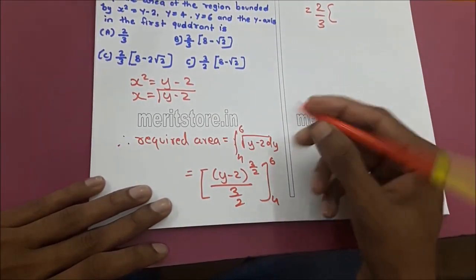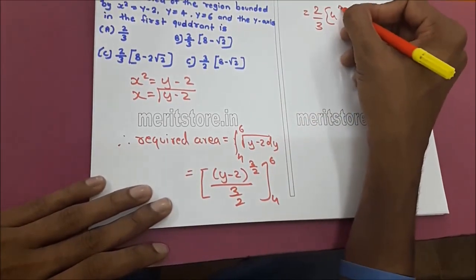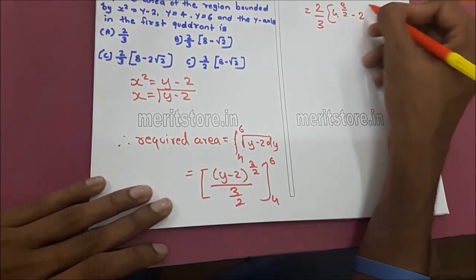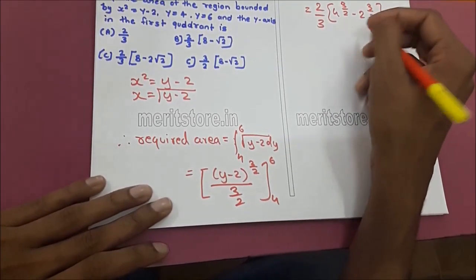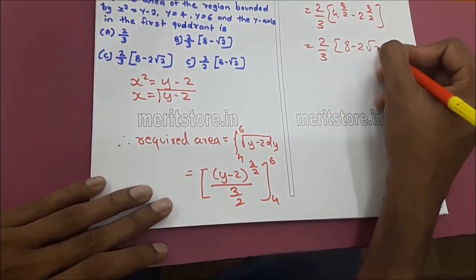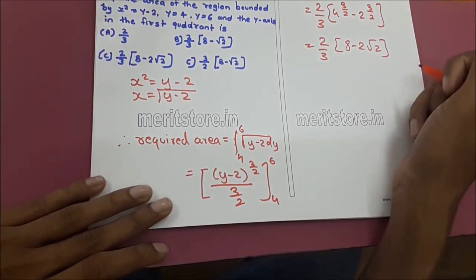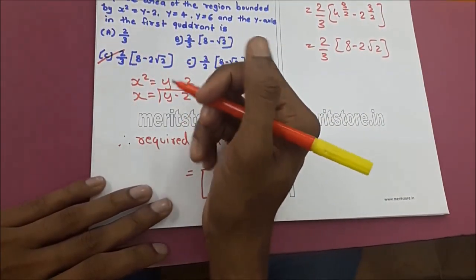Substituting the value of limits in y, we get 4 raised to 3 by 2 minus 2 raised to 3 by 2, that is equal to 2 by 3 bracket 8 minus 2 root 2, which is option C. Option C is the correct answer.